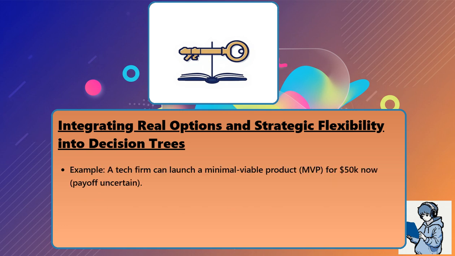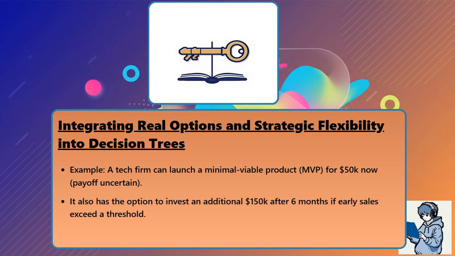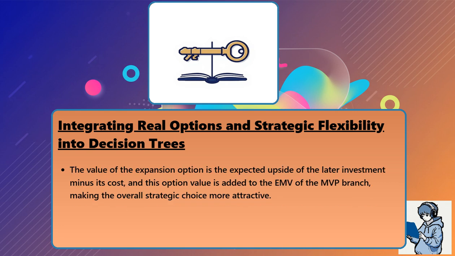Example: a tech firm can launch a minimum viable product, MVP, for $50,000 now, payoff uncertain. It also has the option to invest an additional $150,000 after 6 months if early sales exceed a threshold. The value of the expansion option is the expected upside of the later investment minus its cost, and this option value is added to the EMV of the MVP branch, making the overall strategic choice more attractive.